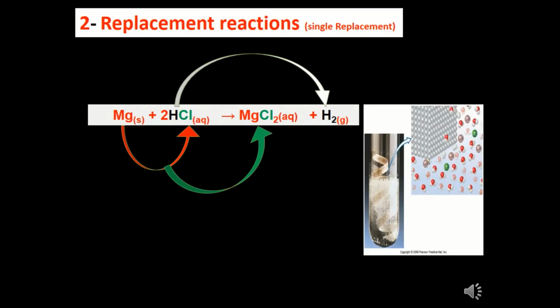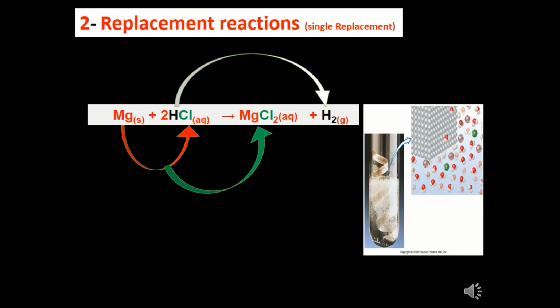Now we have another single replacement reaction. Suppose we have magnesium here and 2HCl. You will see magnesium chloride plus H2 gas. Magnesium is a metal. HCl is, sorry, an acid, which is an aqueous solution. And then you will see magnesium chloride aqueous plus H2 gas. So look at this. We are not looking at the evidence, we are looking at magnesium and hydrogen.